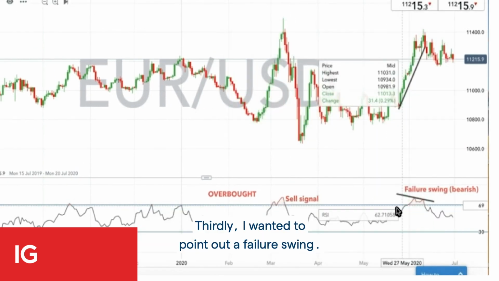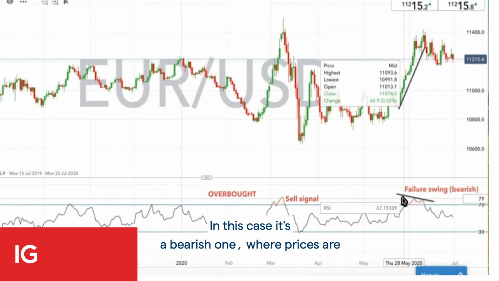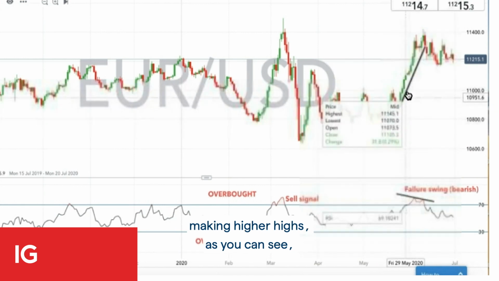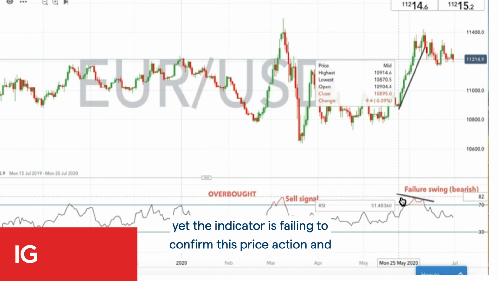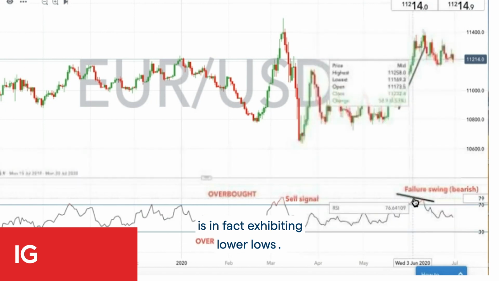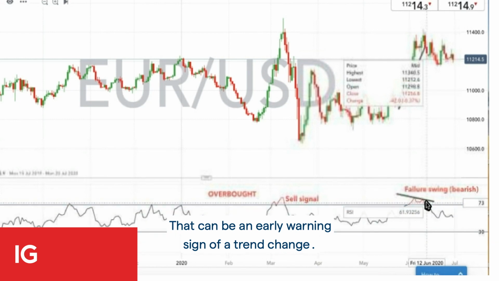Thirdly, I wanted to point out a failure swing. In this case, it's a bearish one where prices are making higher highs, as you can see, yet the indicator is failing to confirm this price action and is in fact exhibiting lower lows. That can be an early warning sign of a trend change.